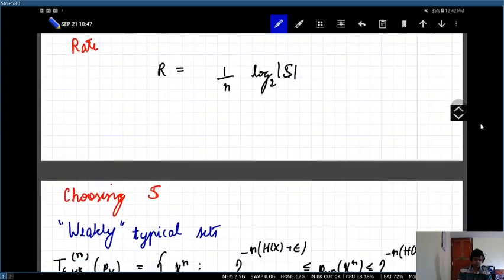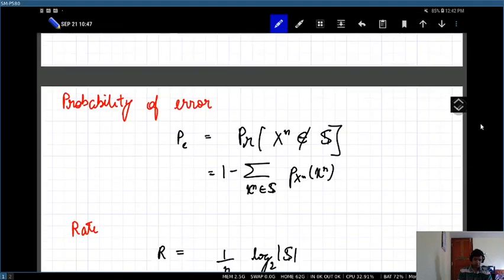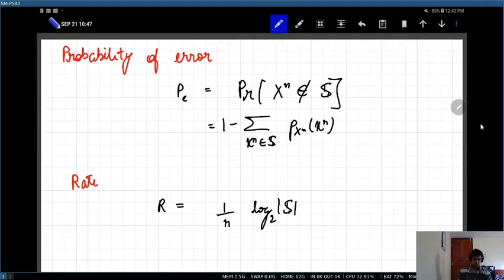All right. So now that we have this, the question is, how do you choose the set S? In the previous lecture, we saw that if we want to minimize the probability of error for a given rate, then the way you should choose S is to take all the sequences which have the highest probability. So if you want to minimize the probability of error, you have to maximize this, or basically you have to choose S to be the sequences with the highest probability.